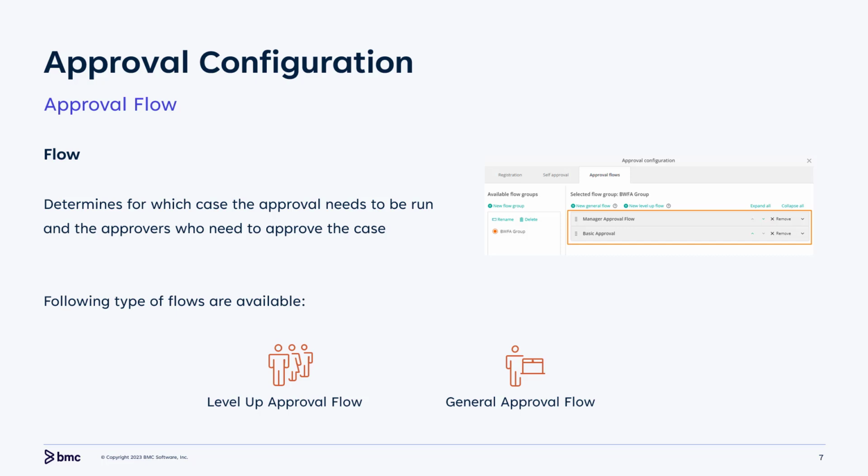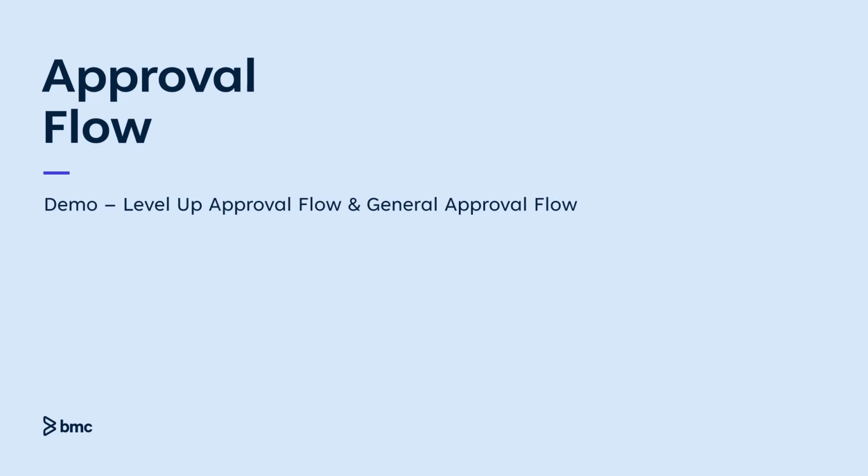The second type of flow is the general approval flow. This is used to define multiple approvers for a case. It also determines whether all or one of the approvers must approve the case. For example, an employee requests a transfer from one location to another location. The case gets created and it needs to be approved by any member of the HR support group. In the following demo, we'll take a look at the steps on how to create a level up approval flow and a general approval flow.